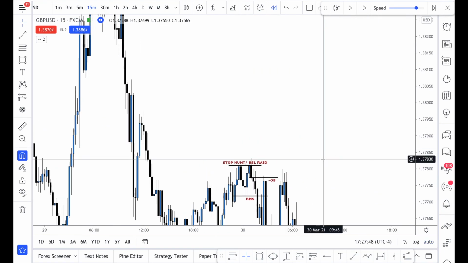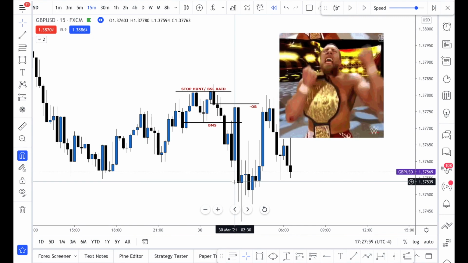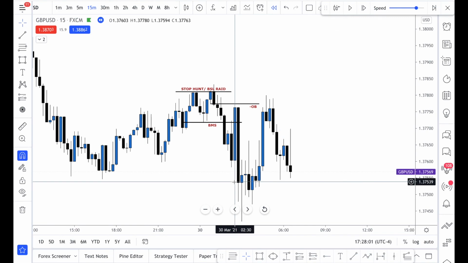So hopefully this answered a lot of questions on how to choose the right order blocks, what the most profitable order blocks are, how you find consistent order blocks, because not all order blocks are created equal. So you follow those 3 rules, I promise you'll be in a much better position moving forward.